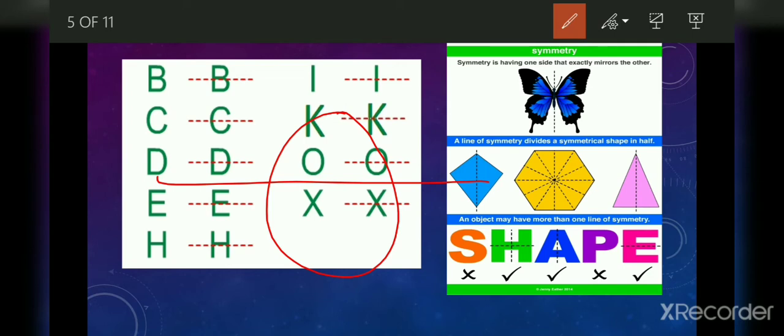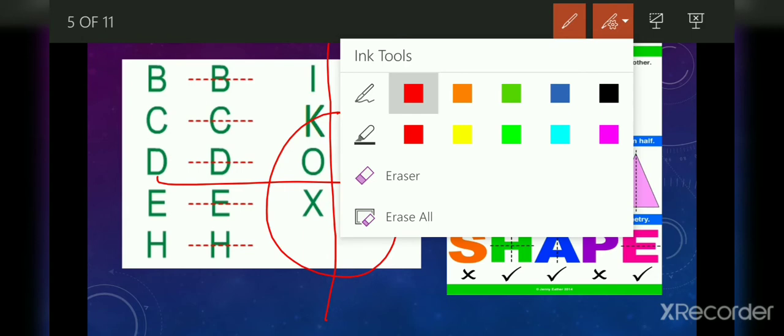But what if I cut it vertically? Yes, then also the left hand side and the right hand side are equal, right? Yes. What does it mean? It means that there is more than one line of symmetry. Okay. So an image can have more than one line of symmetry.